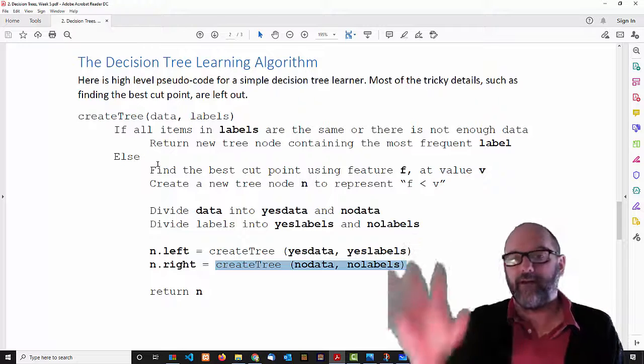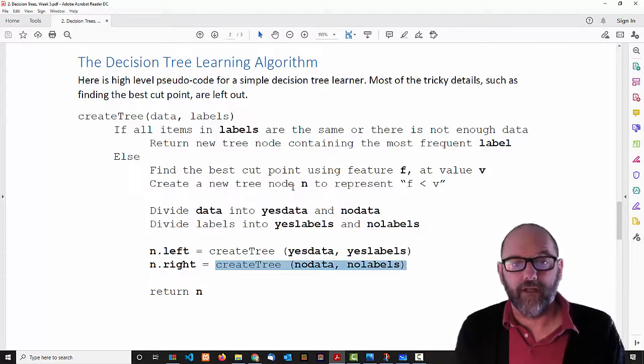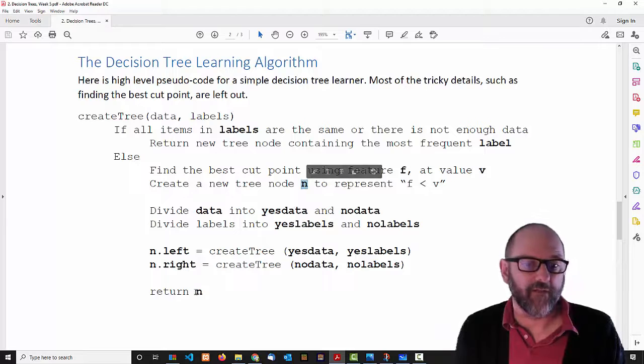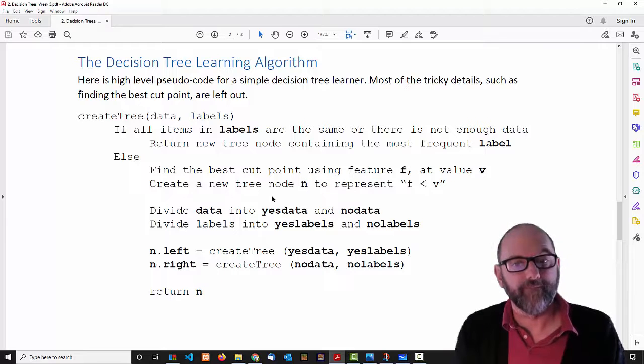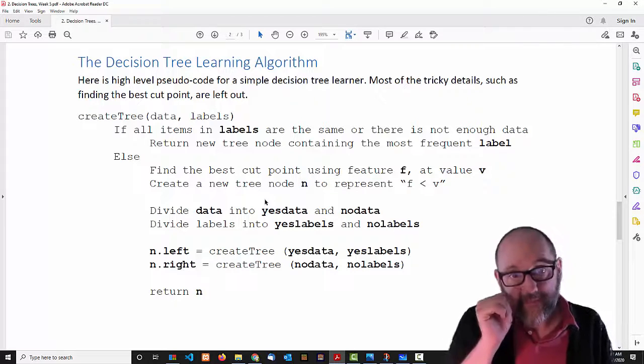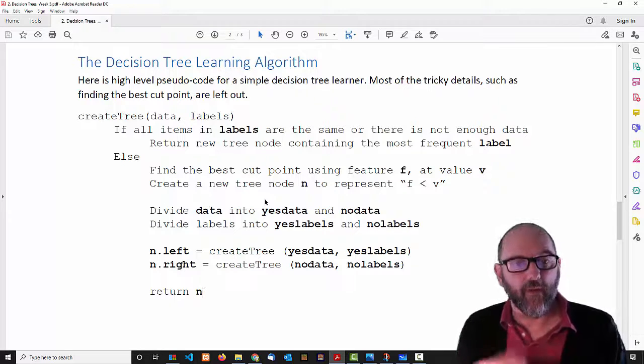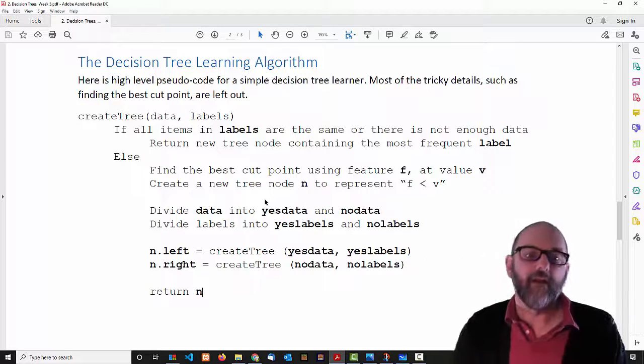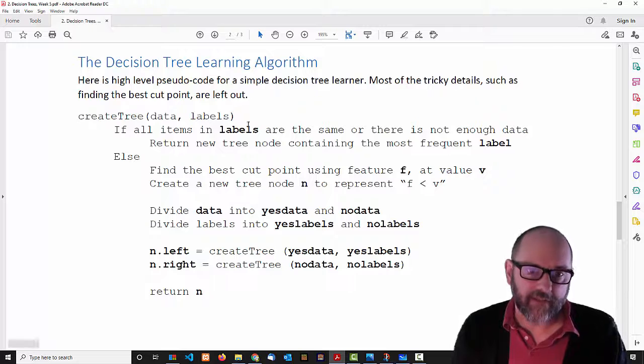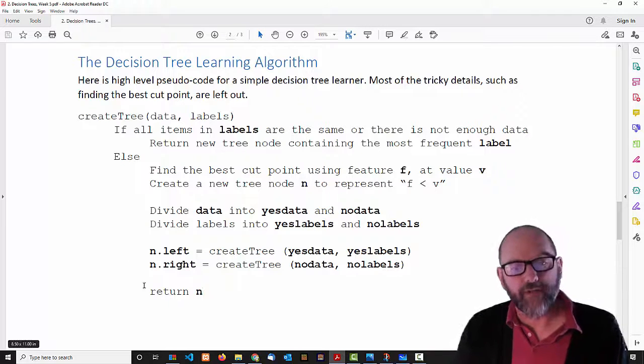and we end up with a full tree definition starting at the current node n. Then we just return that node, and we're done. Okay, so that's how it works. That's how the decision tree learning algorithm works at a very high level. And you can see at a high level, it's recursive and it involves trees, so stuff from data structures.